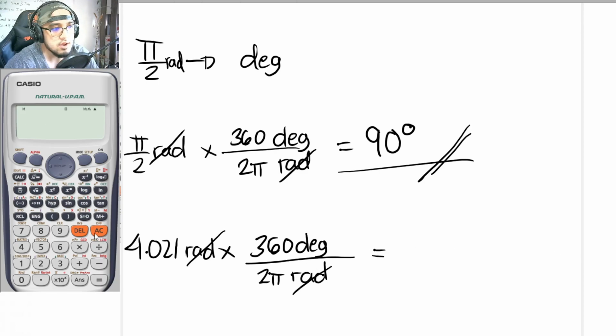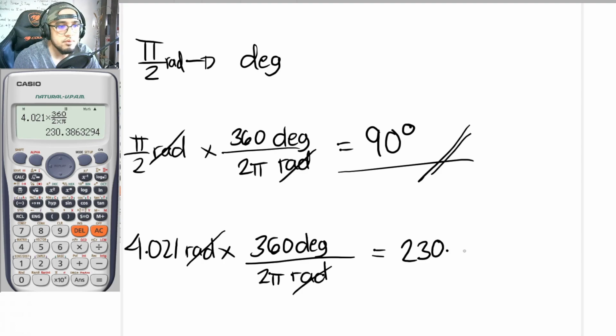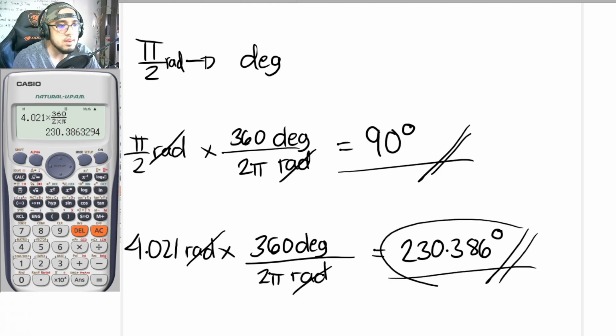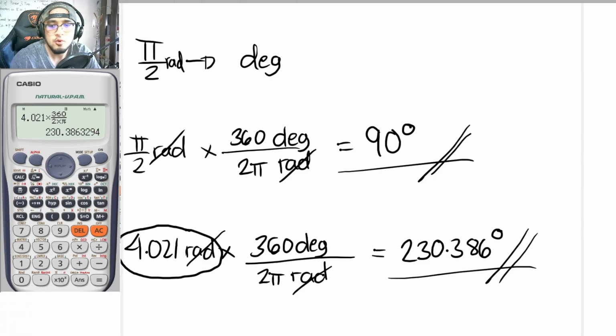So with that, looking at the calculator once again, 4.021 times 360 divided by 2 times pi. So this is now equal to 230.386 degrees. So there we have it. So this is now to be equivalent. 230.386 degrees is to be equivalent to 4.021 radians. So there.